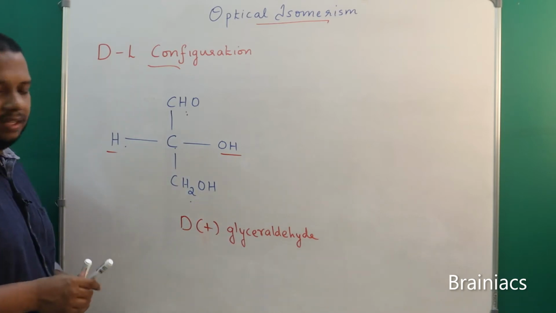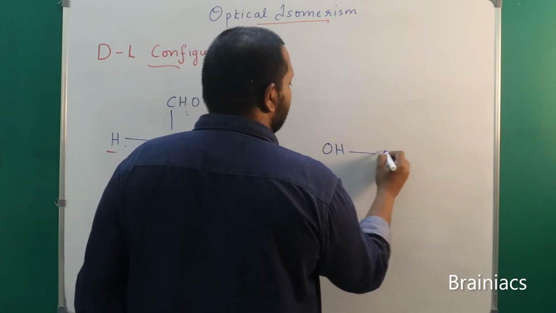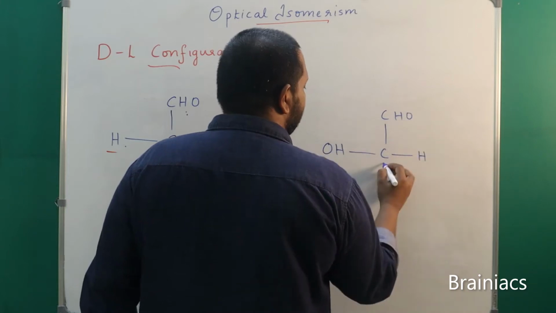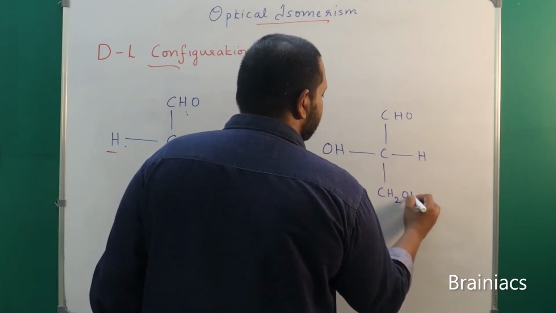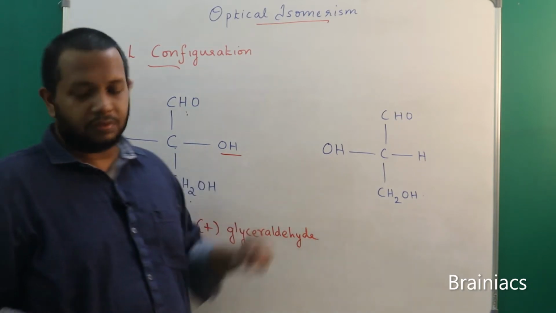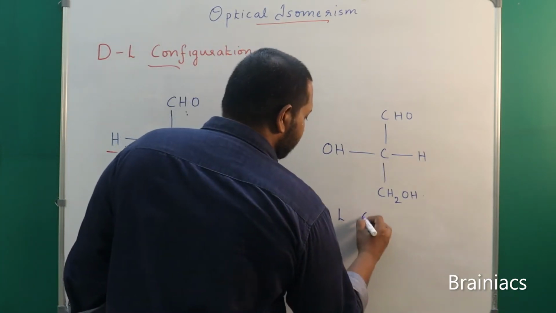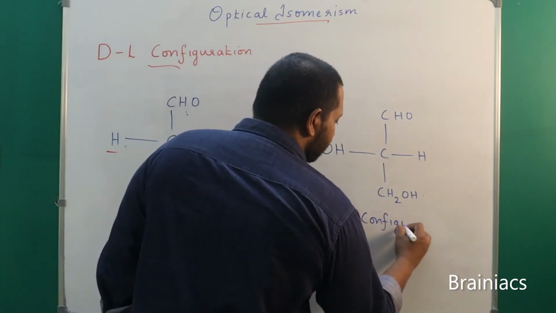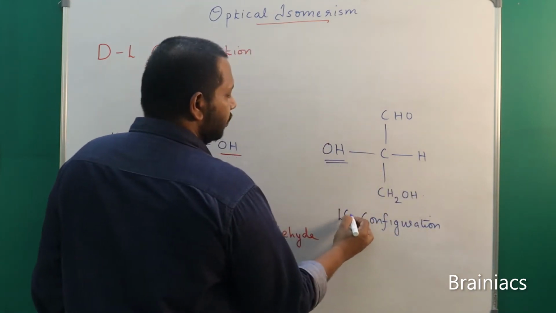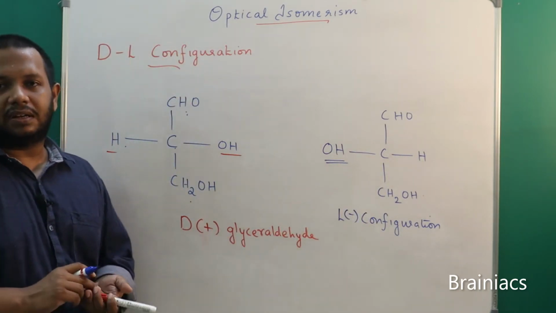Now let's see the other form of glyceraldehyde. You have something like this, OH, and you have a carbon here, hydrogen here, and you have aldehyde here, and here you have CH2OH. Now tell me what sort of glyceraldehyde that will be. You can easily understand the OH group is on the left hand side, so this will be called L configuration. And since OH is on the left, and it is observed that this is levorotatory, we put a minus sign here. Understood? I have taken glyceraldehyde as the example.